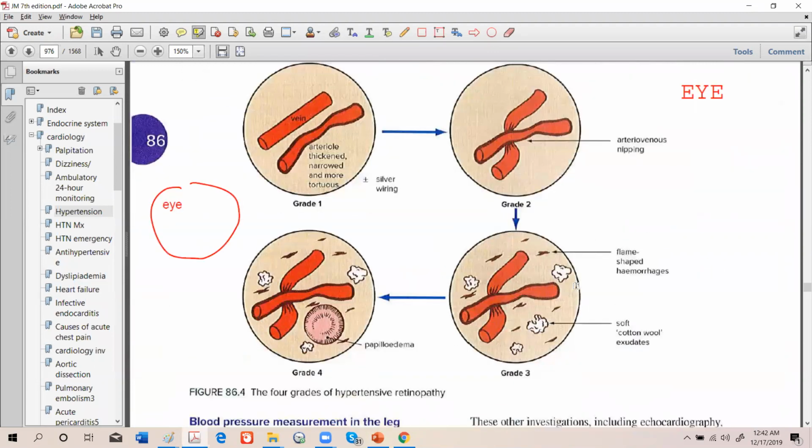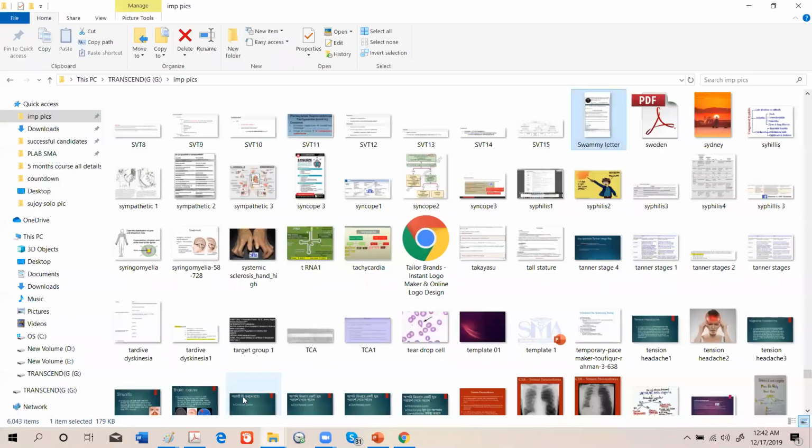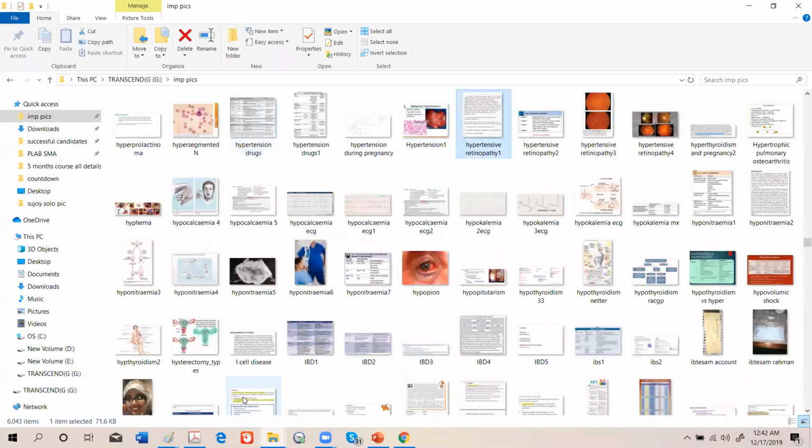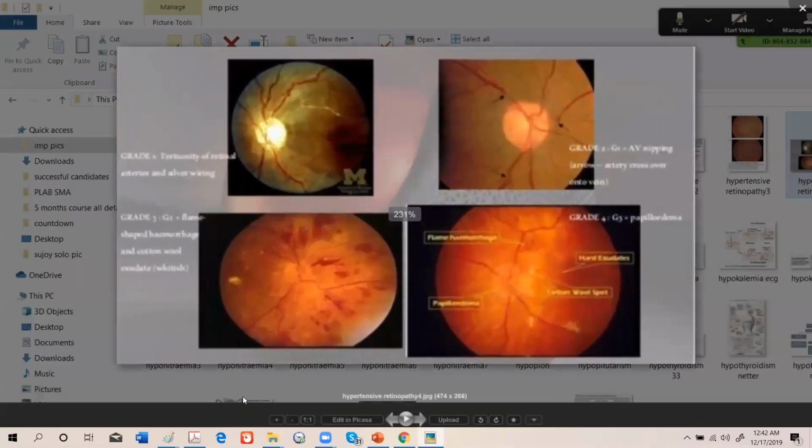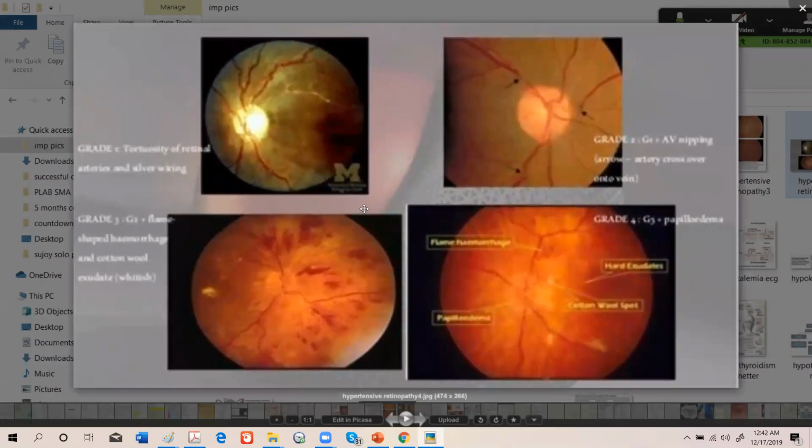Okay, hypertensive retinopathy, guys. Hypertensive retinopathy we will teach you in the ophthalmology section. We need to see the slides and all these things. So we'll be teaching the stages of hypertensive retinopathy. This is important. Like, you need to know which are hemorrhagic cases, cotton wool exudate. So this kind of thing you need to understand.